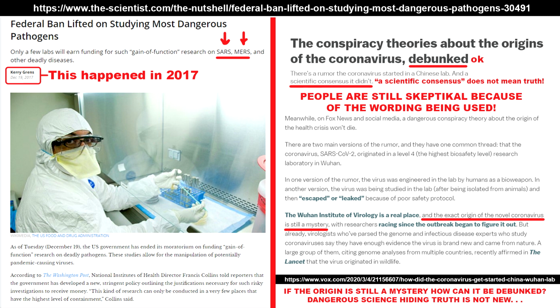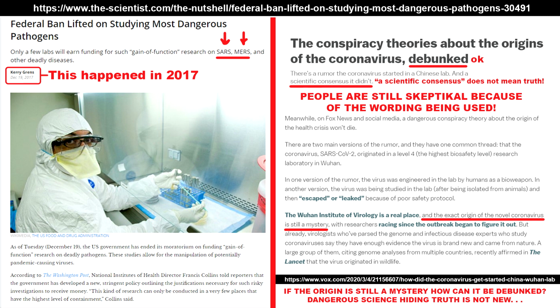But here's the problem. So now it says there's conspiracy theories on the right side of the screen anyway. It says the conspiracy theories about the origins of the coronavirus debunked. Now, in order to debunk something, you have to actually prove it not true. But you see the red writing I have here. It says there's a rumor the coronavirus started in a Chinese lab and a scientific consensus that it didn't. See, here's the problem. It says a scientific consensus. It doesn't say it's been proven that it did not happen in a lab. It just says a scientific consensus.